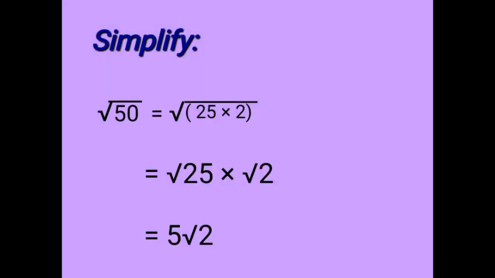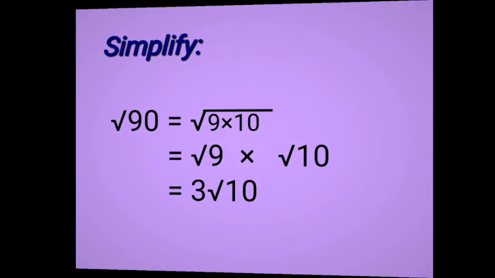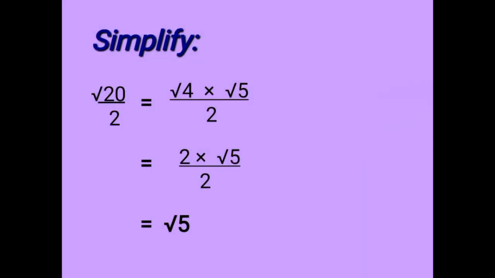Square root of 50. 25 and 2 are both factors of 50, where 25 is a square number. So square root of 50 is equal to square root of 25 times square root of 2. The square root of 25 is 5, so we can simplify this further and get a final answer of 5 times square root of 2. Square root of 90 equals square root of 9 times square root of 10, which equals 3 times square root of 10.